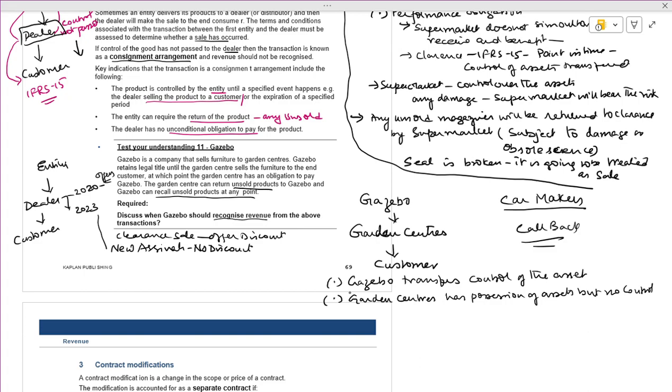Gazebo has the right to recall. Is that also there? Gazebo has the right to recall.